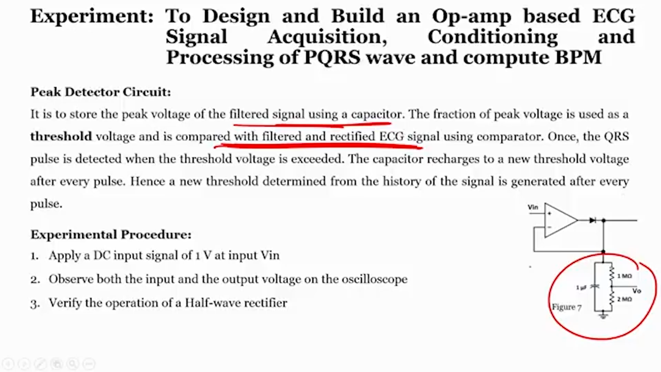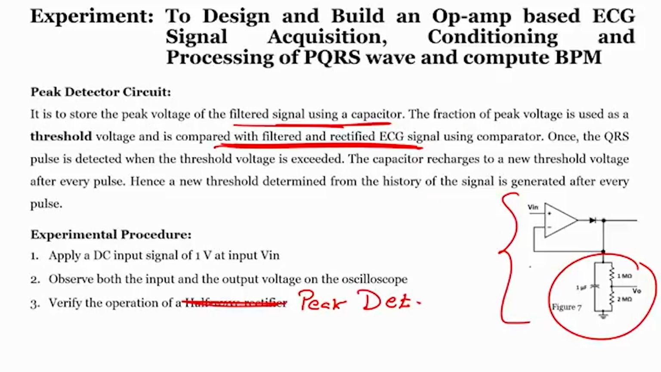The circuit for the peak detector is shown here, and if you want to perform the experiment, then we have to apply a DC signal of 1 volt at Vin, observe input and output, and verify the operation of the peak detector, not a half wave rectifier, but a peak detector. All right, it is very easy. So, a half wave rectifier is here, peak detector is here.